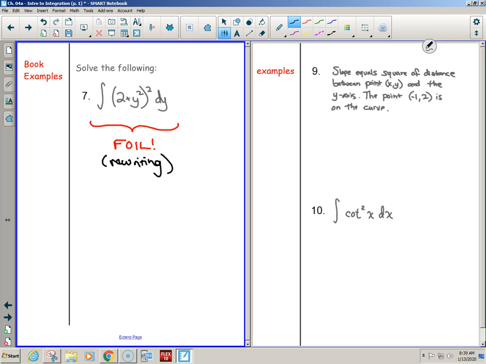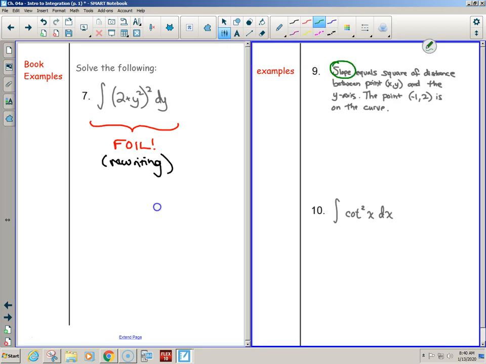There is no chain rule or product rule for integration, so we'd actually have to FOIL it. Rewrite it by foiling, and then take the antiderivative piece by piece. If you see words in homework, are you going to freak out? I hope not. I hope you'll see something like slope equals and be like, oh, so dy/dx equals? And can't we make a formula?